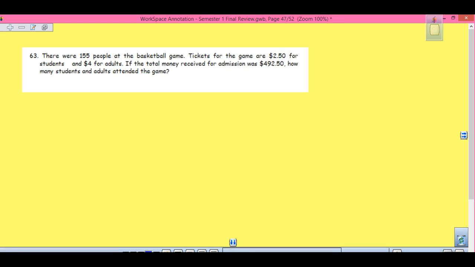155 people at a basketball game. What does that equation look like? X plus y equals 155. Students are 2.50, so that's 2.5x plus 4y equals, how much did we make? 492.5. What do I have to do to solve this?